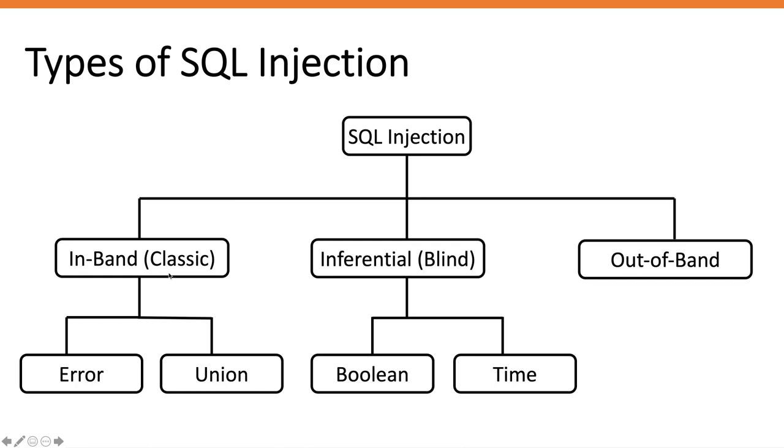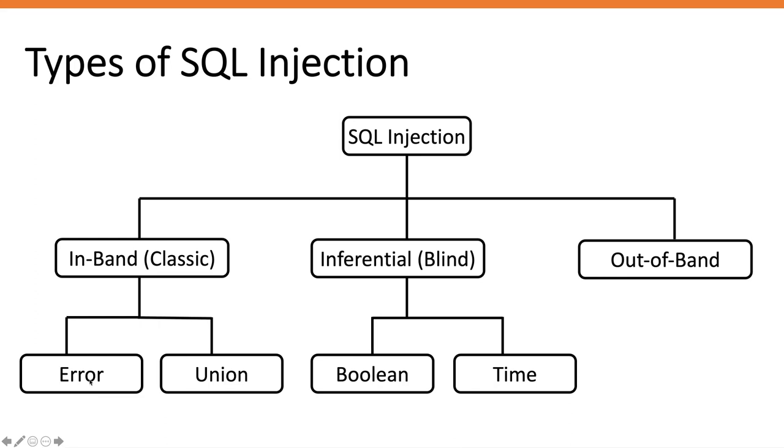Now, in-band, or also known as classic SQL injection vulnerabilities, are ones where the attacker uses the same communication channel to both launch the attack and gather the results of the attack. If that doesn't make much sense to you, that's okay, don't worry. I actually have a couple of slides explaining each type in detail. Right now, I'm simply giving you a high-level overview of what each type is. Now, in-band or classic SQL injection is divided into 2 types: error-based SQL injection and union-based SQL injection.